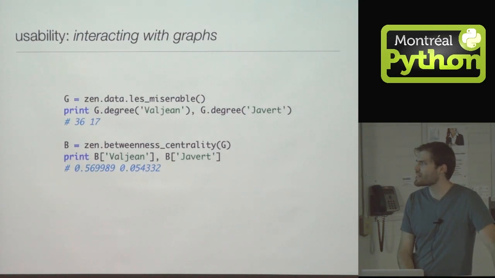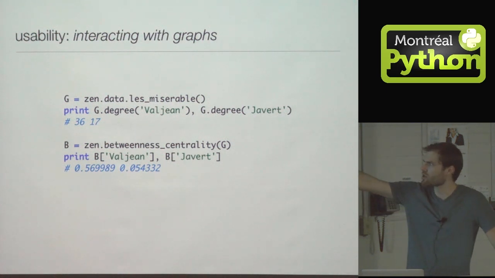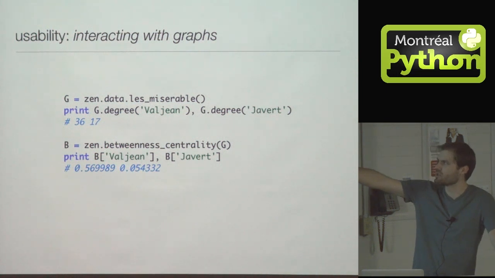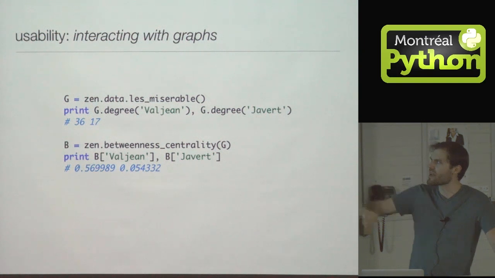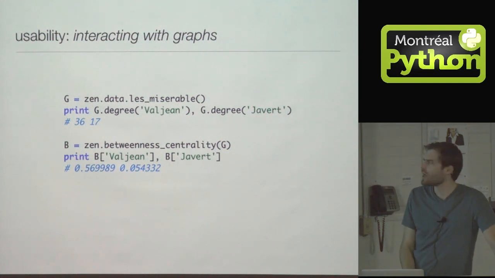So to give you an idea of how you would do this, here we have me loading a graph. There's a bunch of data sets actually built into Xen, so there's me loading a graph. And there's me printing the degree, basically the number of neighbors that two different nodes have. And there we have two well-known characters. If you watch the Oscars, you'll know them even better.